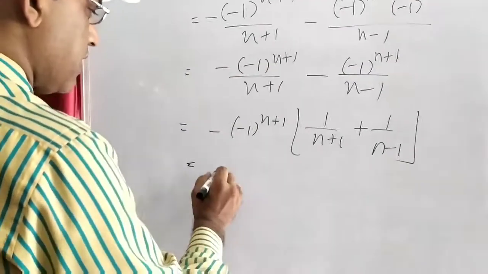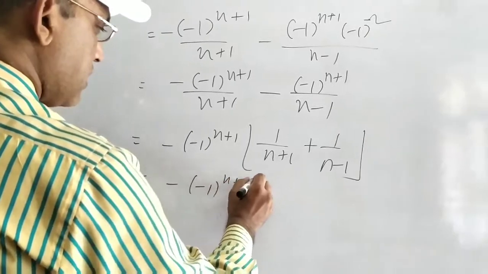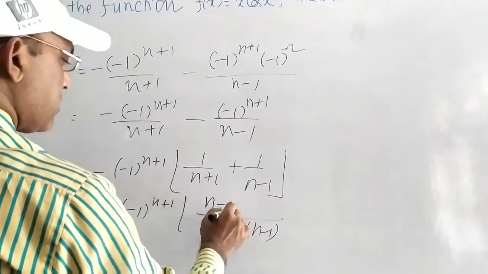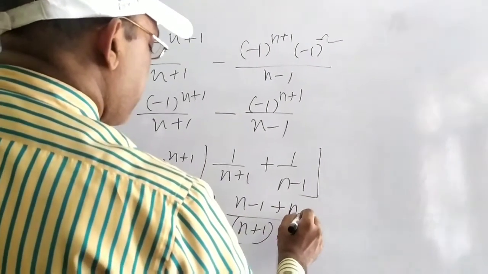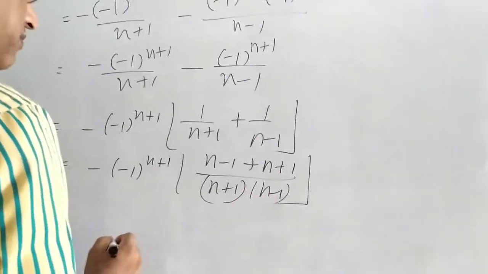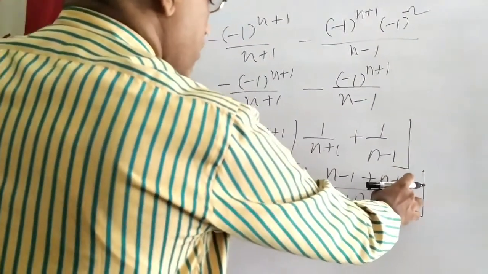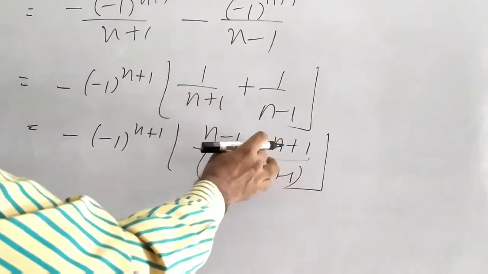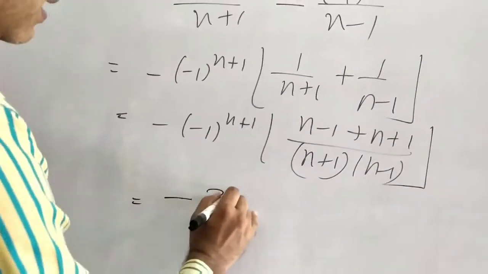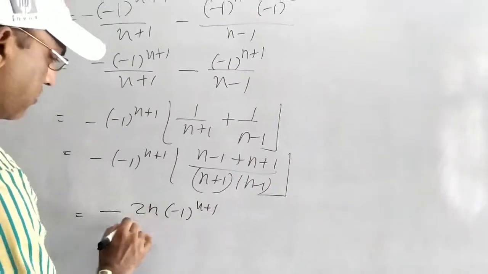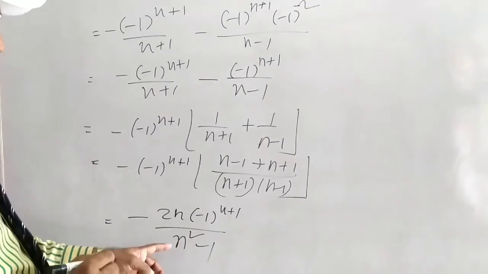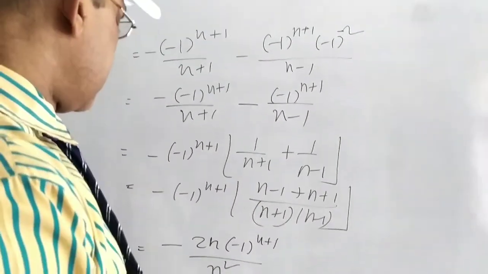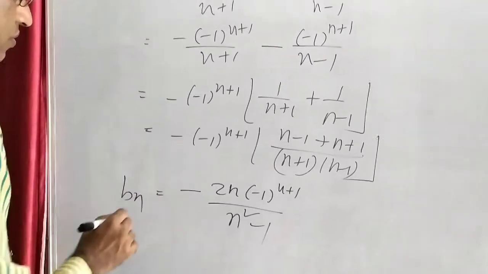We get this. Then minus 1 to the power n plus 1, taking LCM of n plus 1 and n minus 1, this is LCM: n minus 1 plus n plus 1, we get this. Then this 1 cancels, so minus 1 plus 1 cancel, n twice n. So we get twice n minus 1 to the power n plus 1 by n square minus 1. So this will be n plus 1, n minus 1, n square minus 1 we get. So next, this is Bn equal to this one.